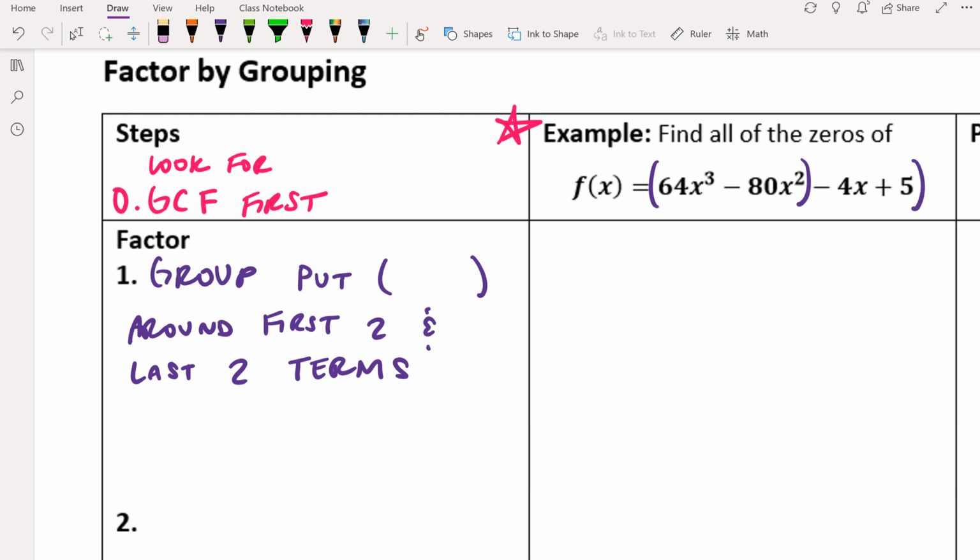And I'm actually going to leave this negative out. So I'm just going to take the 4x plus 5. Okay, so you should be putting parentheses around your first two terms. Now let's go to the next step.